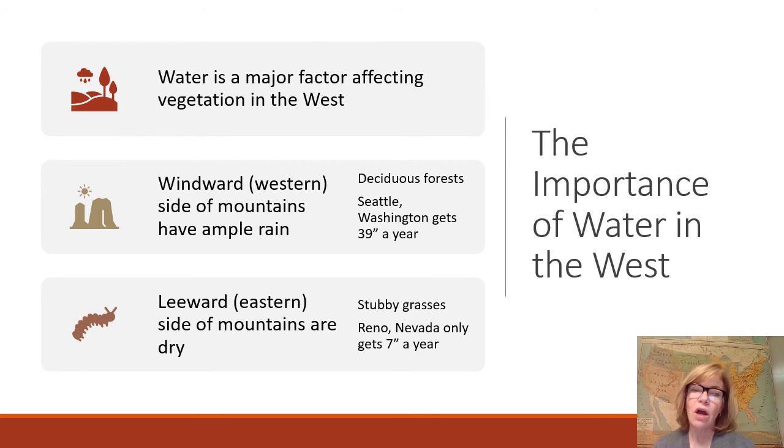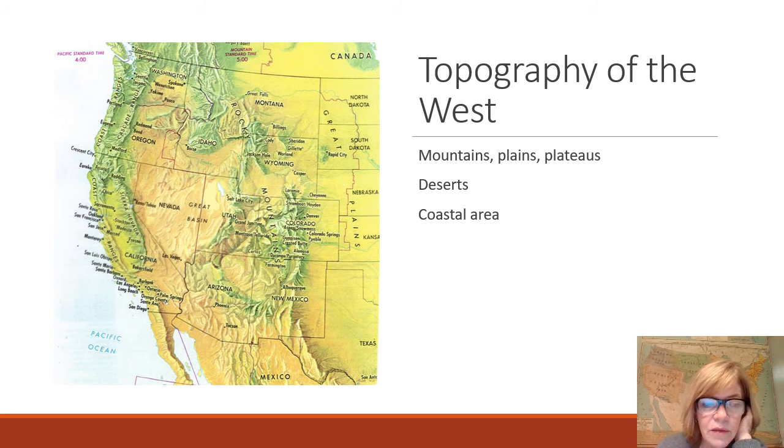If you get up to the Pacific Northwest, there's ample rainfall up along the coastal areas, but on the other sides of the mountains, there's not much rain, right? So when you get into like Seattle, they get 39 inches of rain a year, and it's just very lush. It's almost like rainforest sort of things there. But on the eastern side, like in Reno, Nevada, very little rain at all. Reno only gets like 7 inches a year. There's a big difference.